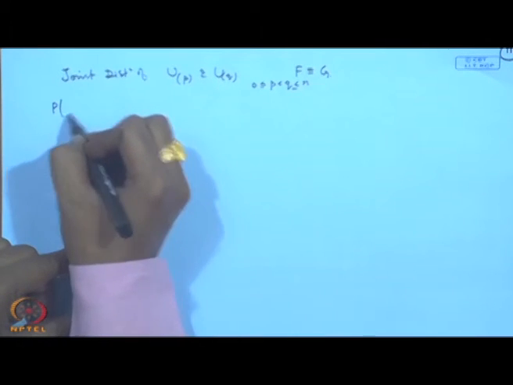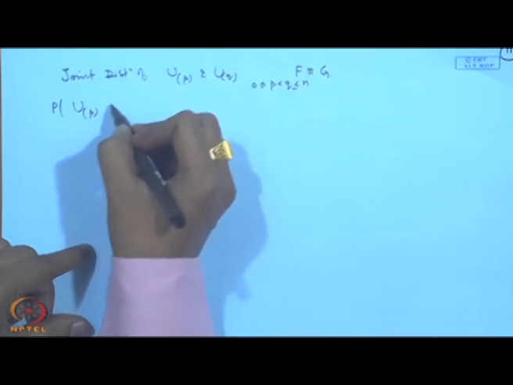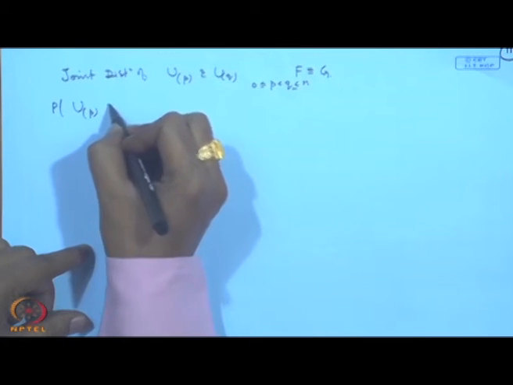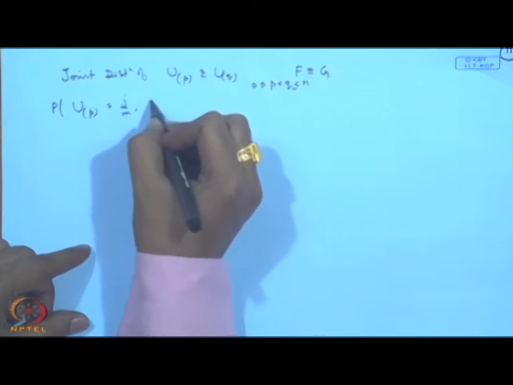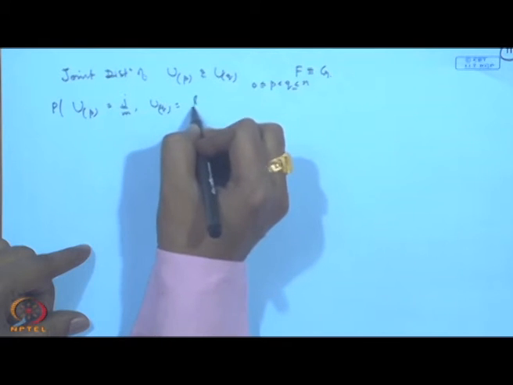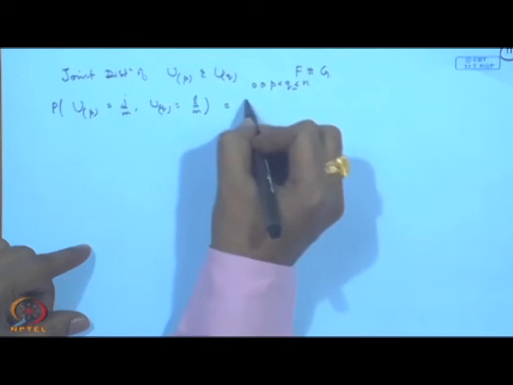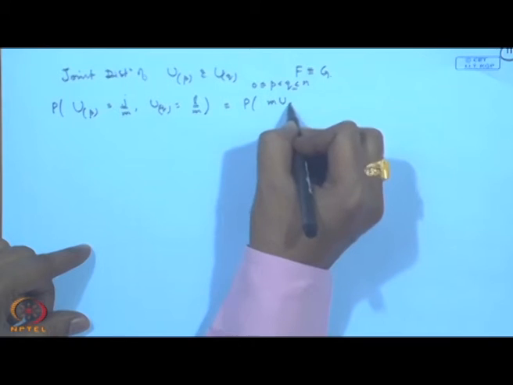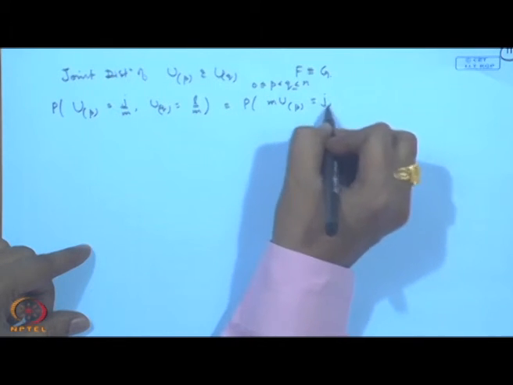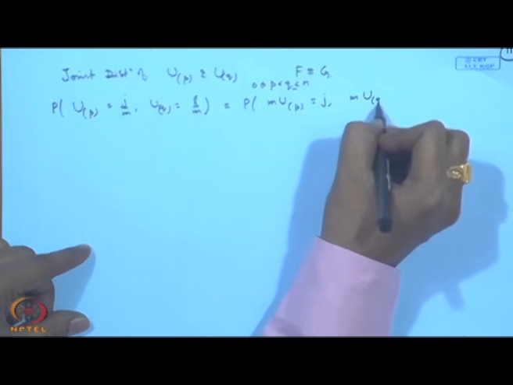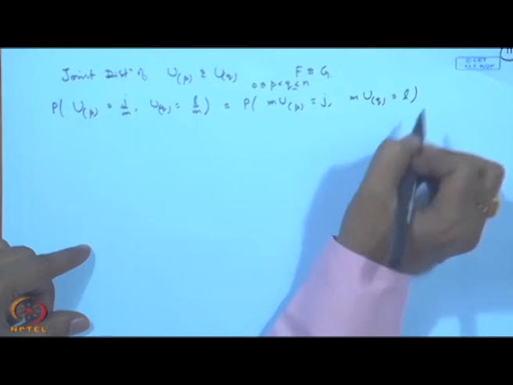So, the probability that u_p is equal to j by m and u_q is equal to l by m, that is equal to the probability of m times u_p is equal to j, m times u_q is equal to l.